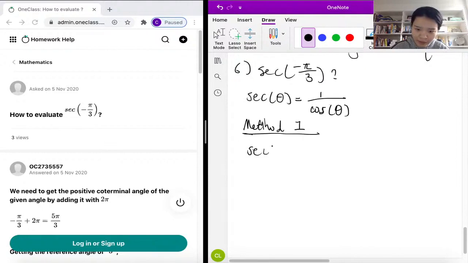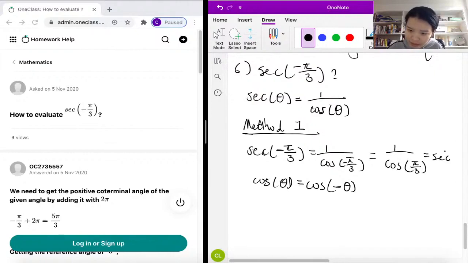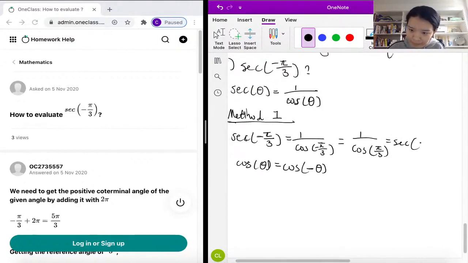In method 1, we need to find secant of negative pi over 3. We know the secant of an angle is equal to 1 over the cosine of the angle, so secant of negative pi over 3 is equal to 1 over the cosine of negative pi over 3. We also know that the cosine of negative an angle is equal to the cosine of the angle. So the secant of negative pi over 3 is also equal to the secant of pi over 3.